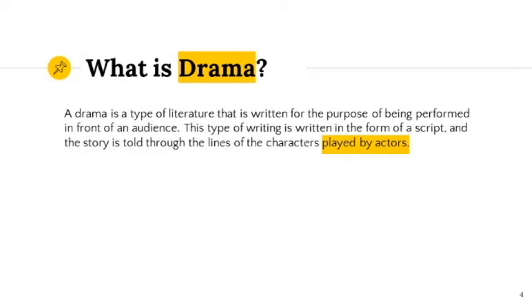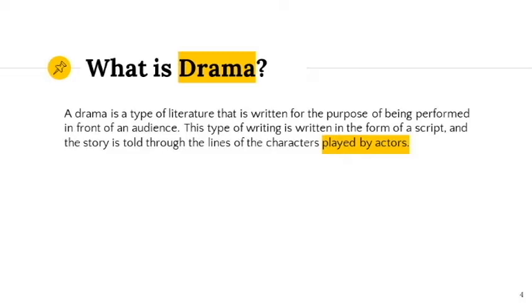Now, what is drama? A drama is a type of literature that is written for the purpose of being performed in front of an audience. This type of writing takes the form of a script, and the story is told through the lines of the characters played by actors. In simple words, a drama is a composition in verse or prose presenting a story in pantomime or dialogue. It contains conflict of characters, particularly the ones who perform in front of the audience on the stage. The person who writes drama for stage directions is known as a dramatist or playwright.